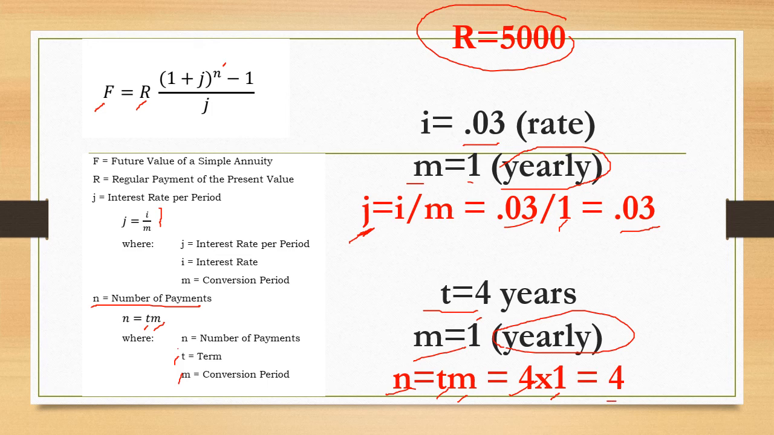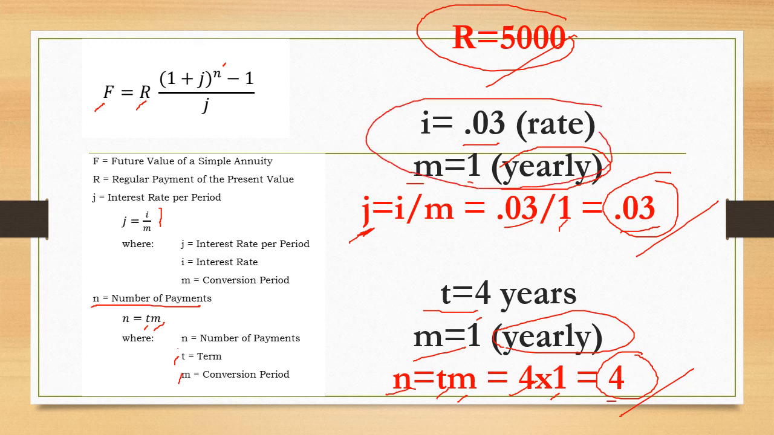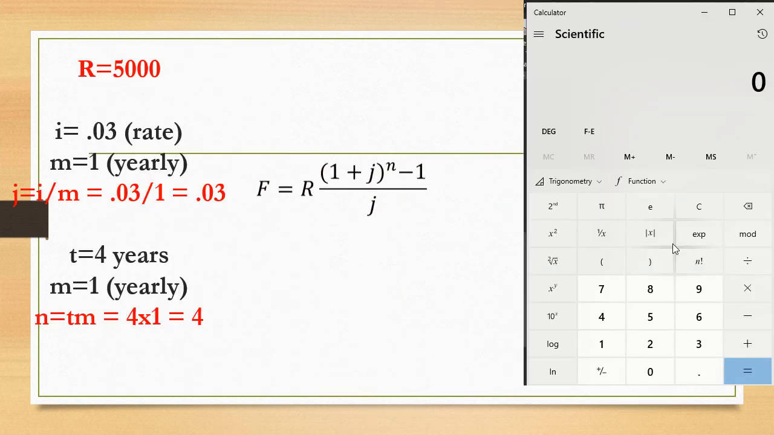So note, guys, these are the three values which are very important to us in solving for the future value. So 5,000, 0.03, and 4. So take note of these values. But of course, before you can compute that, you need these two values for your J, and these two for your N, or the number of payments. Well, let's start solving. So first step is to substitute.